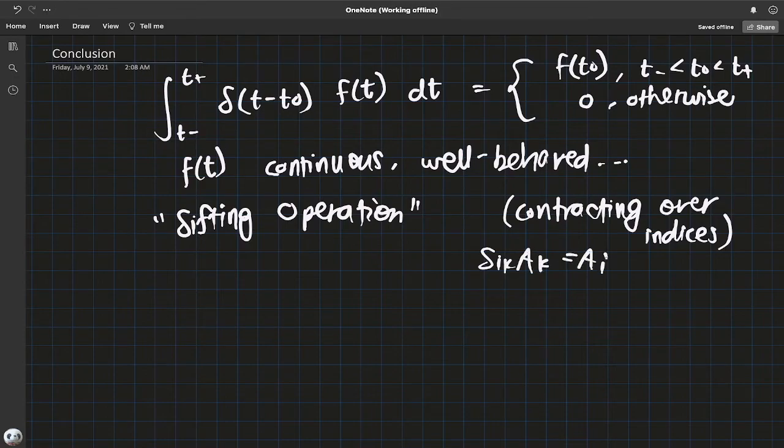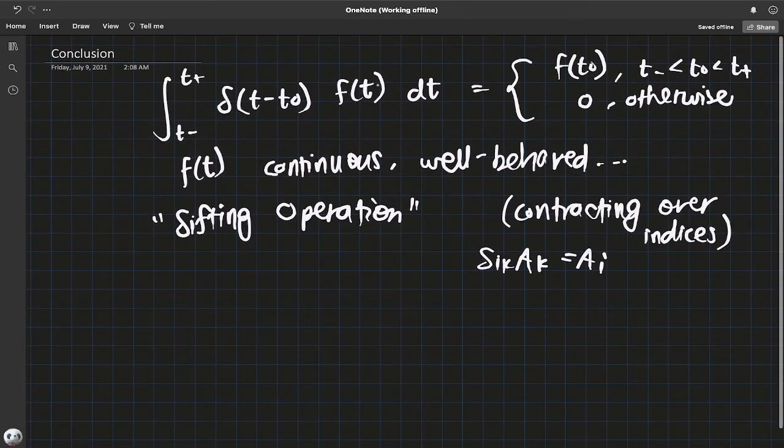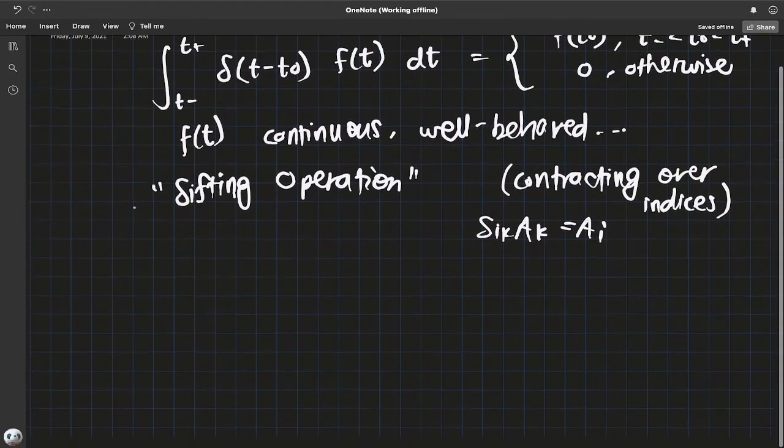It's sort of like that, because you're choosing that value where the Dirac delta is 0, or where the Dirac delta sort of spikes up, and you put that in, basically changing the general variable of integration to a specific one, which is t naught.